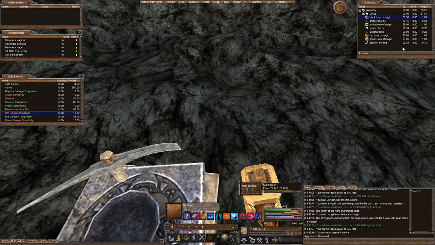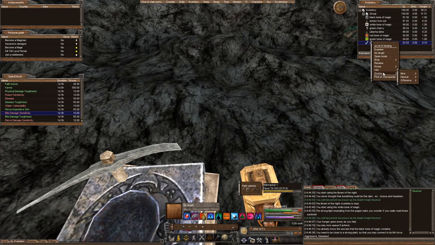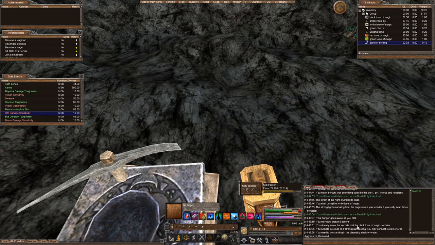I wonder if we can use it again. No, you already know the secrets to that. Can we use the green cherry? I don't think so. Scroll of binding. Standing next to the shadow water.